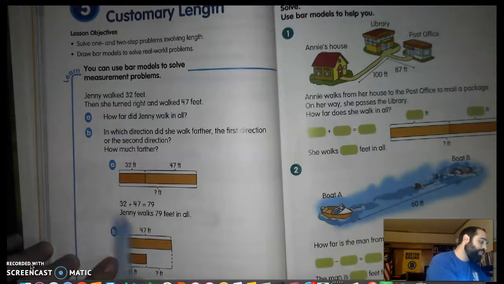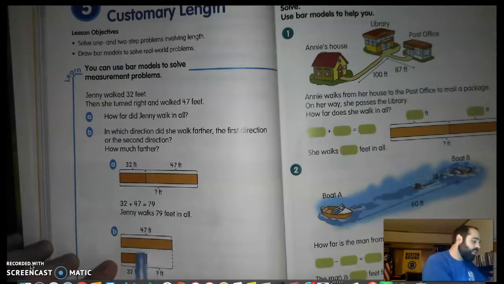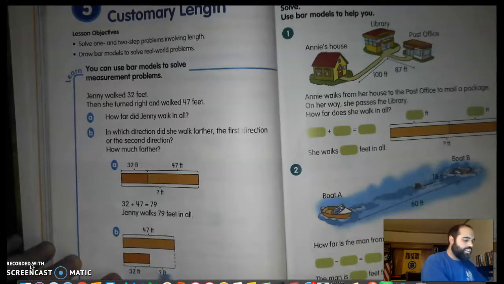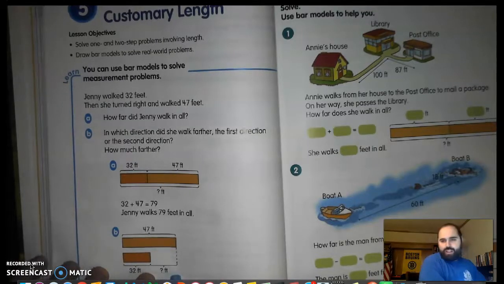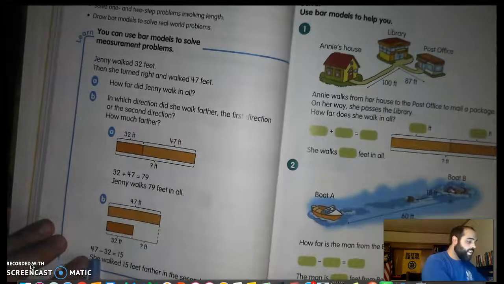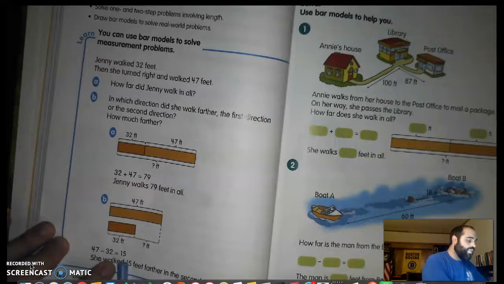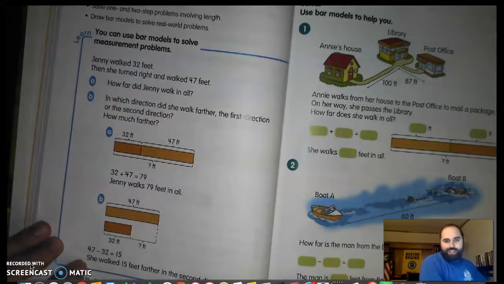However, we want to know, how much farther did she walk compared to the first direction, which was 32 feet? So we know that she walked 47 feet, but we want to know how much further than the first direction that she actually walked. So we're going to use this first direction piece right here, and then this question mark is how much farther she walked in that direction when she turned right. So we have a big amount, and it looks like we're taking out a smaller amount, and that equals our missing number, which is 15 feet. She walked 15 feet farther in the second direction.